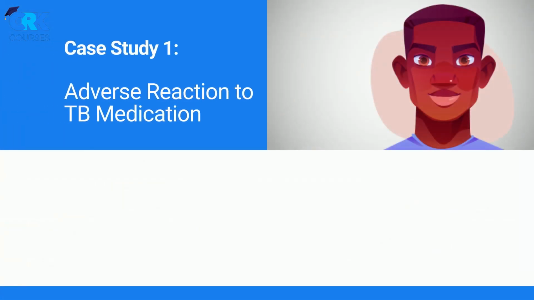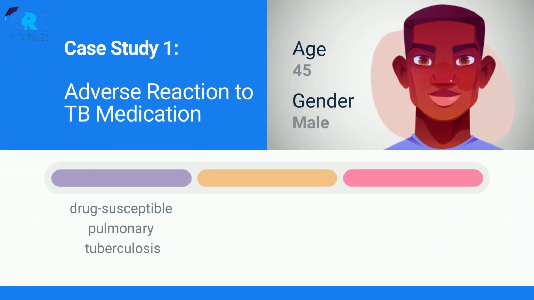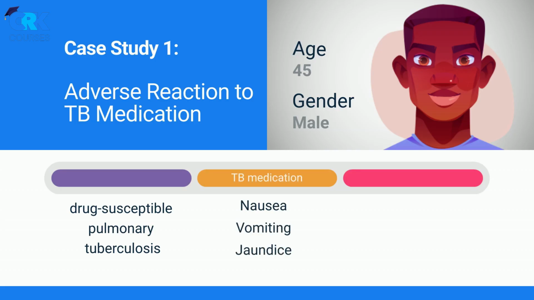Mr. CRK-CRO, a 4 to 5-year-old male diagnosed with drug-susceptible pulmonary tuberculosis. Adverse event. Mr. CRK-CRO visits the clinic complaining of nausea, vomiting, and jaundice after starting TB medication. AE reporting and management. The healthcare provider recognizes the symptoms as potential drug-induced liver injury and halts the TB medication immediately. Liver function tests confirm the adverse reaction, and the provider reports it through the pharmacovigilance system. Mr. CRK-CRO is provided with alternative TB medication and is closely monitored for improvement.